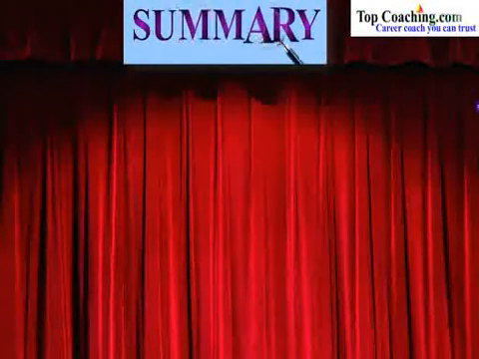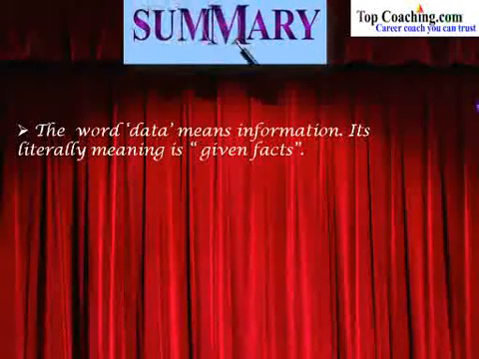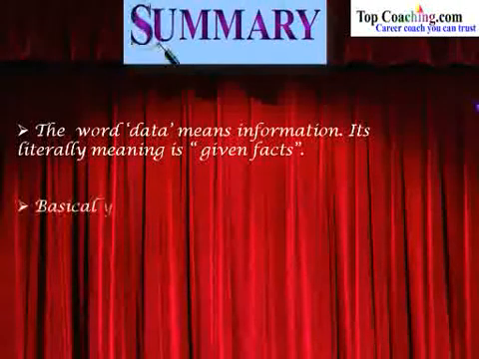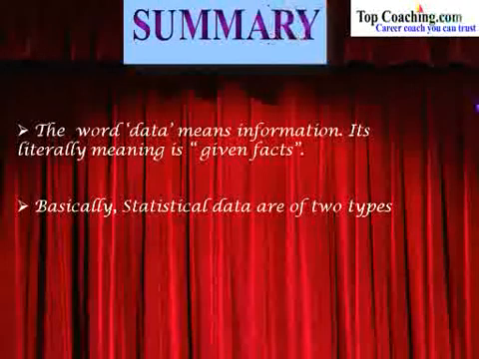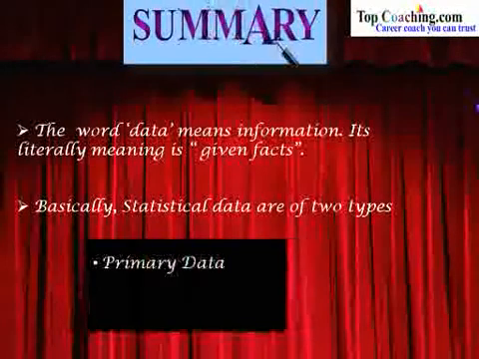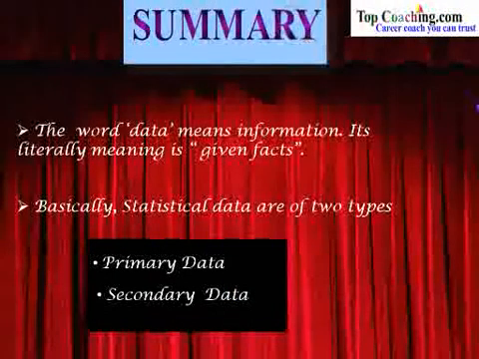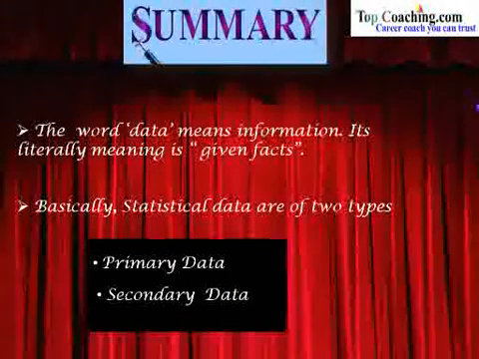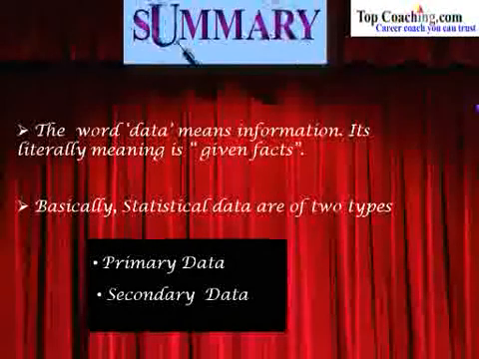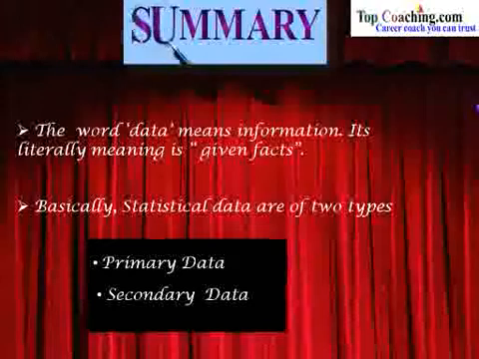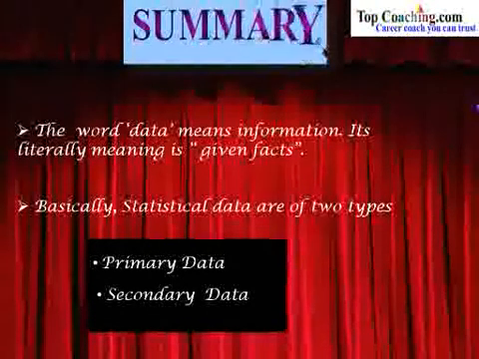Here we start. The word data means information. Its literal meaning is given facts. The second point is that statistical data are of two types, that is primary data and secondary data. As we have already studied, primary data is that data which is collected by an individual for some purpose, and secondary data is that data which is collected from published data, magazines, newspapers, etc.